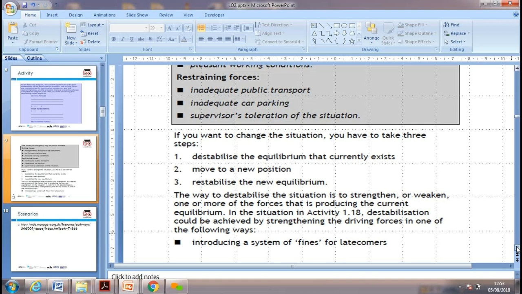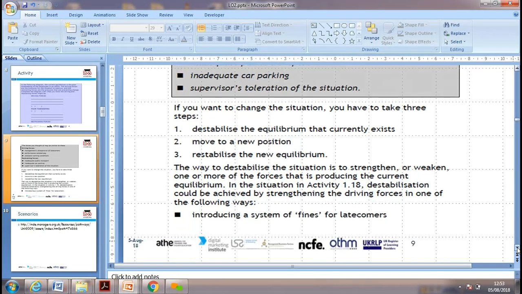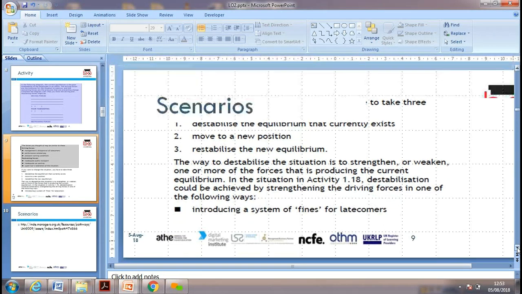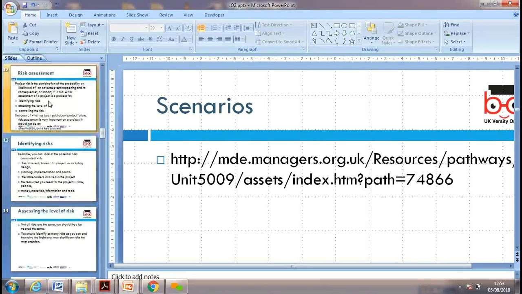So that's introducing a system of fines for those who are late. They will think, oh, my salary will be cut if I'm late. So what do you think? Will people's behavior change? Yes. But the lateness, is it genuine or not? Who will determine? We provide you parking space, we provide you transport, then there is no excuse to be late. So that's one of the scenarios we can copy and paste and go through.